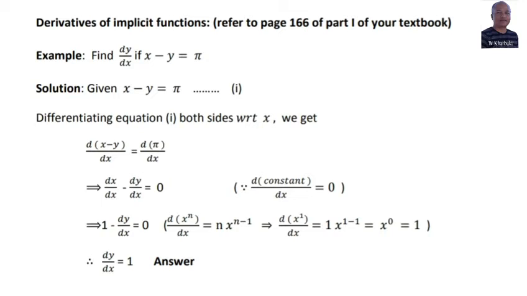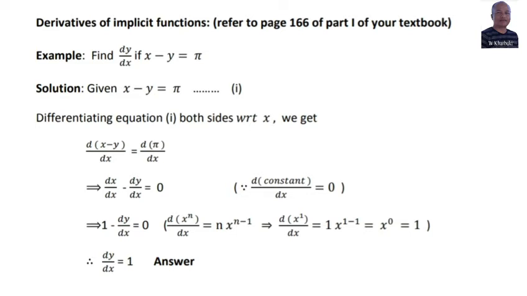other constant. Sometimes implicit functions are also called those functions in which we cannot easily separate the x variable and the y variable and keep them on the opposite sides of the equal sign. And how do we find the derivatives of such functions? And this is very important.